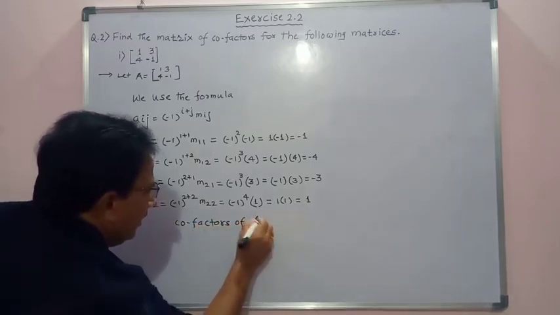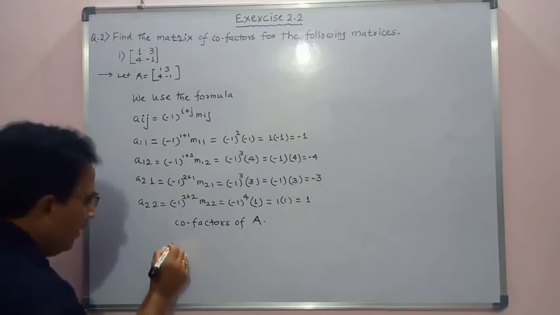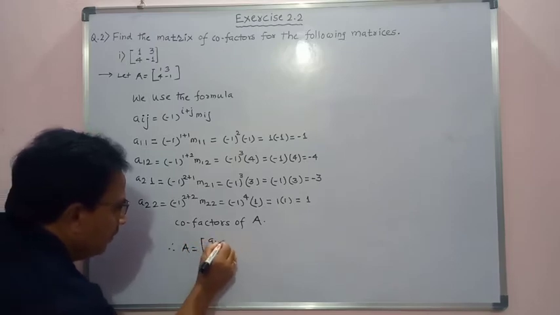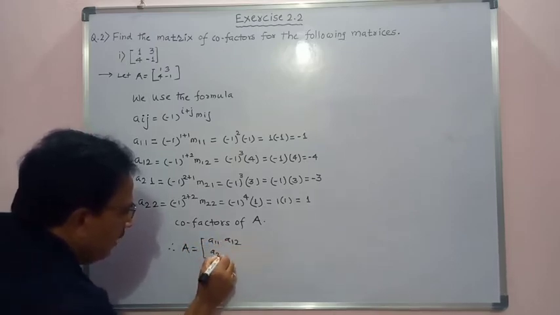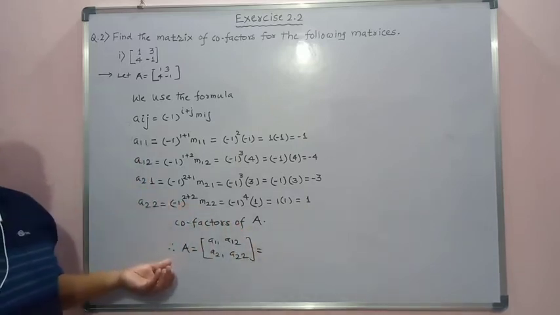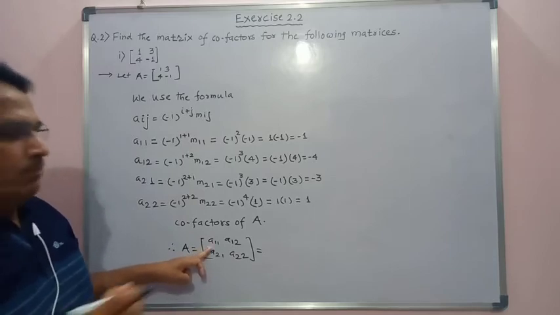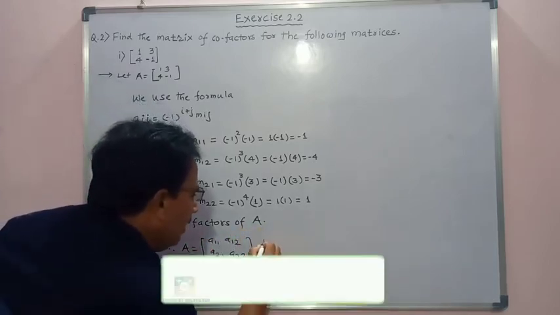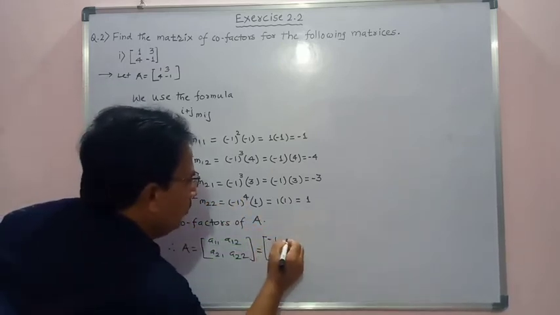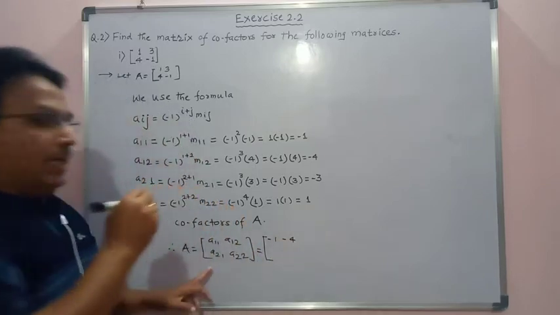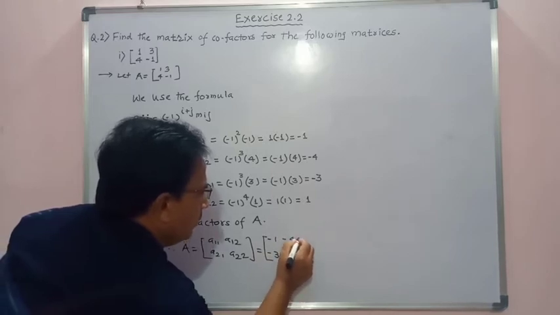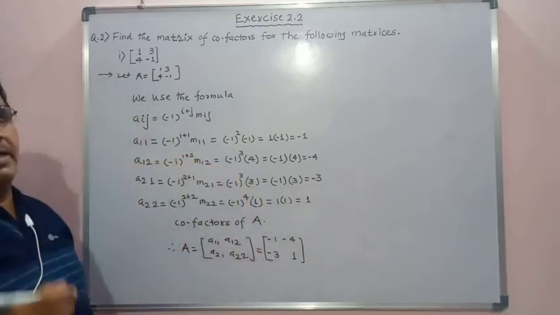Cofactors of matrix A. Matrix A is a 2 by 2 order: A11, A12, A21, and A22. Therefore A11 is minus 1, A12 is minus 4, A21 is minus 3, and A22 is plus 1. This is the cofactors of matrix A.